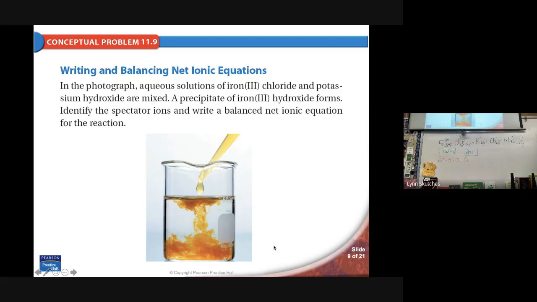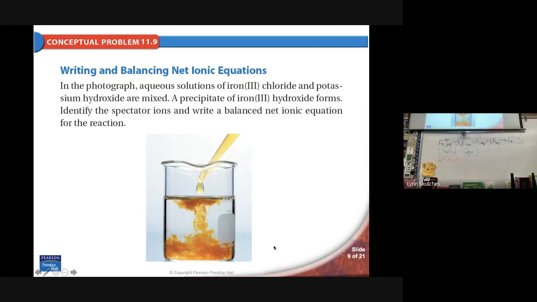So that means we have to put a coefficient on OH because we need three of them for this. So we have to get balance on both sides. Okay. So now we're balanced there, but we're not done yet because we have to find out what's going on with potassium and chlorine. We know that the iron's forming the iron hydroxide, so the precipitate, because they told us in the problem.